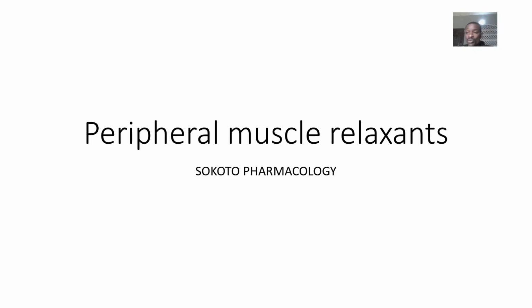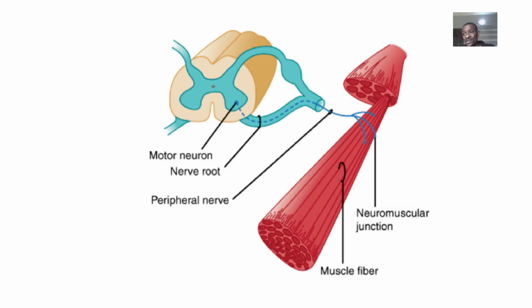peripheral muscle relaxants. So when you say something is peripheral, it's just your normal muscles in the body. When they say peripheral muscles, you are mainly talking about the voluntary muscles. These are the muscles that you can control their action. Like my hand, if I want to close my fist, it closes. But the way my heart is beating, I can't control it.